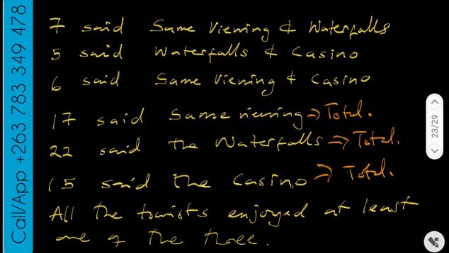And so all the tourists enjoyed at least one. So there's no tourists who said they enjoyed 0 of the events. So the tourists actually all enjoyed 1, 2, or 3 experiences.